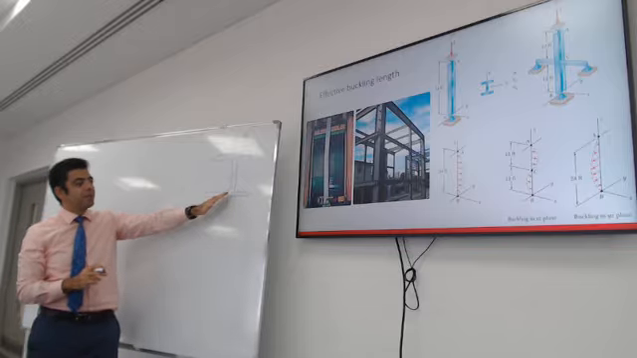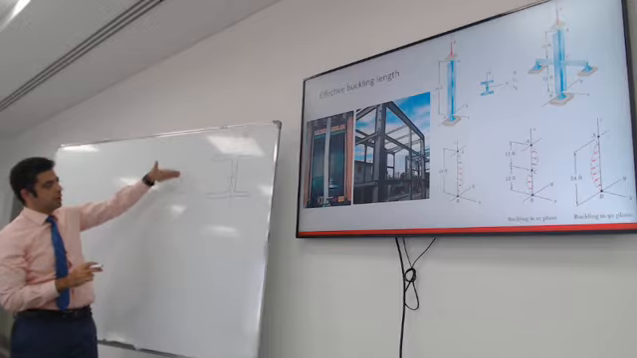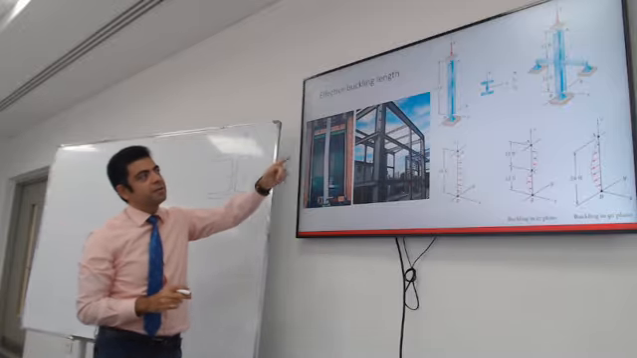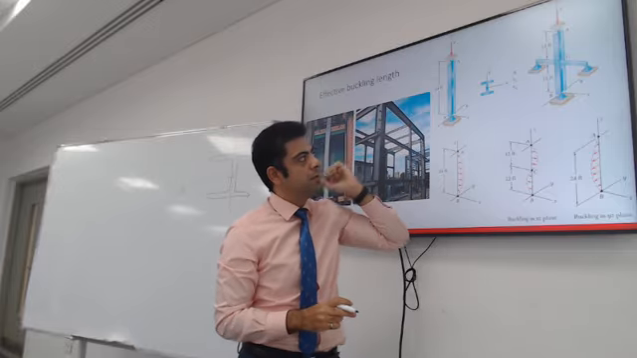So the buckling, if this column is going to buckle in the XZ direction, is this the side that is braced or is this the side that is full height?